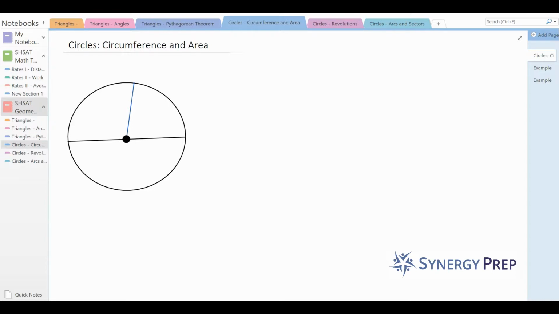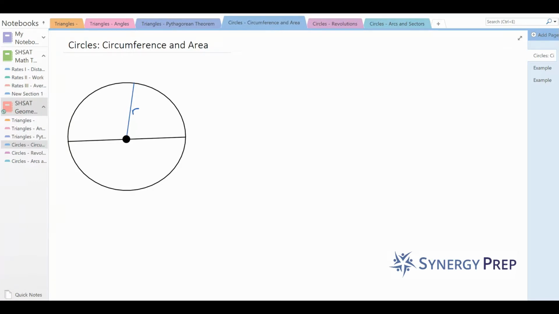So we'll cover radius, diameter, circumference, and area. So what we have here is a circle, right? And this blue piece right here is called the radius, right? And it's defined as the distance from the center to the outer edge of the circle.